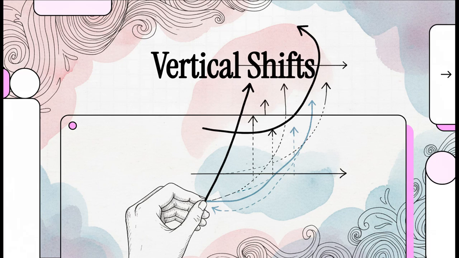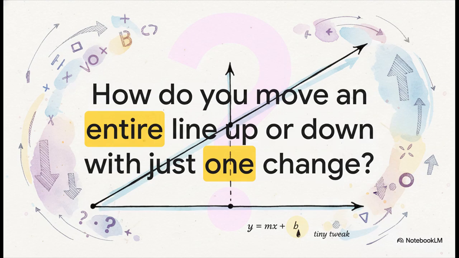All right, let's dive in. Today, we're talking about one of the coolest and, honestly, simplest tricks in all of algebra, the vertical shift. We're going to learn how to take an entire graph and just slide it up and down the page. It's awesome. But first, just think about this for a second.